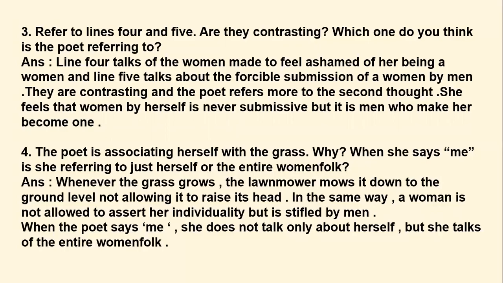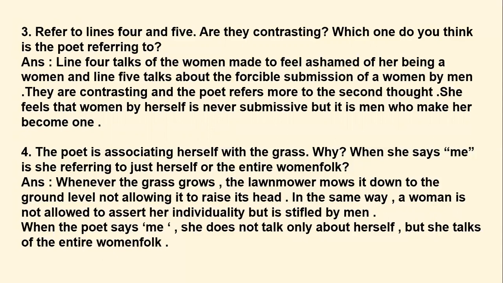Whenever the grass grows, the lawnmower mows it down to the ground level, not allowing it to raise its head. Again, as we know, the whole poem refers to the life of the grass and compares it to the woman's life also. Here the lawnmower is no one but a person who cuts the grass with the help of a machine or a weapon when it starts growing, when it starts becoming big. Wherever the grass grows, the lawnmower never lets it grow. It just comes and levels it to the ground level.